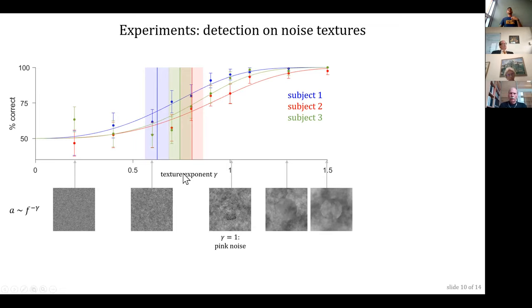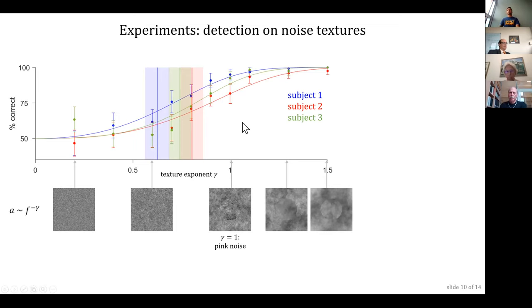So this experiment gives us an idea of how detectability would vary across the different exponents that you would see in nature. And what we see is for the different subjects, on average, what we can say is that detectability goes from just above chance to nearly perfect around in the same range, about 0.8 to slightly above 1. So the interesting conclusion to draw here is that this is the same range of exponents that is seen in nature. So humans cannot detect maximally camouflaged targets for exponents that are just below the range that occurs in nature.